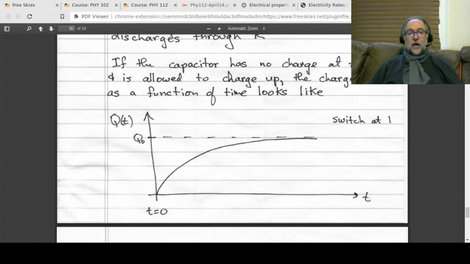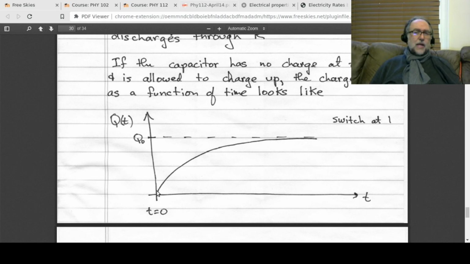Let's take a look first at what the graph looks like when the capacitor is charging up. You can plot several things. You can plot the potential across the capacitor. You can plot the current through the circuit. But probably the most intuitive is to plot the charge on the capacitor. If you flip the switch into position 1 at t equals 0 and there's no initial charge on the capacitor, the charge starts here at t equals 0 at 0.